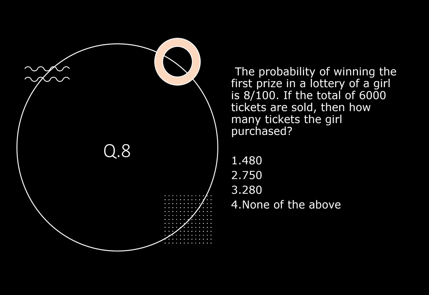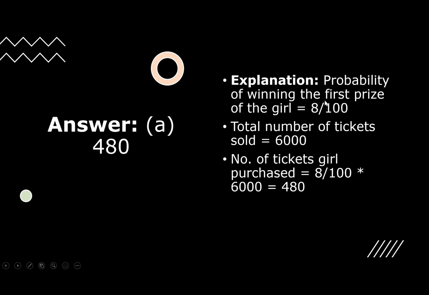Question number 8. The probability of winning the first prize in a lottery of a girl is 8 by 100. If a total of 6,000 tickets are sold, then how many tickets did the girl purchase? 480, 750, 280 or none of the above? Let me describe it. The probability of winning the first prize is 8 by 100. The total number of tickets sold was 6,000, and the number of tickets the girl purchased was 8 divided by 100 multiplied by 6,000. So the answer is 480.